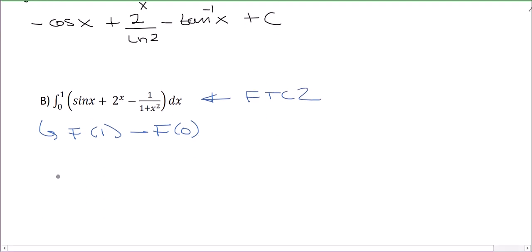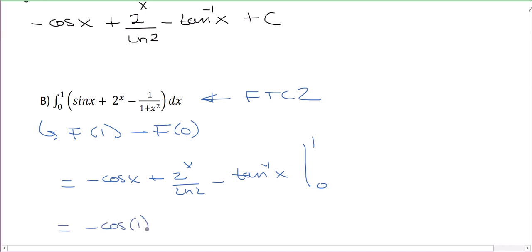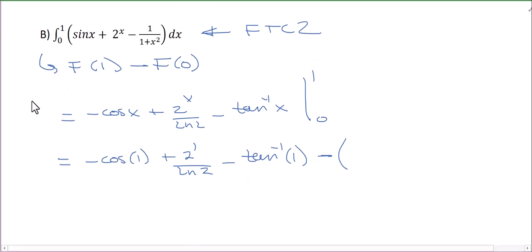So then this is going to be negative cosine x plus 2 to the x over ln of 2 minus inverse tangent of x, and I'm evaluating it from 0 to 1, top minus bottom. Always plug in the top limit first. So this is minus cosine of 1 plus 2 to the 1 over the natural log of 2 minus inverse tangent of 1, and then minus parentheses because you're about to plug in 0.